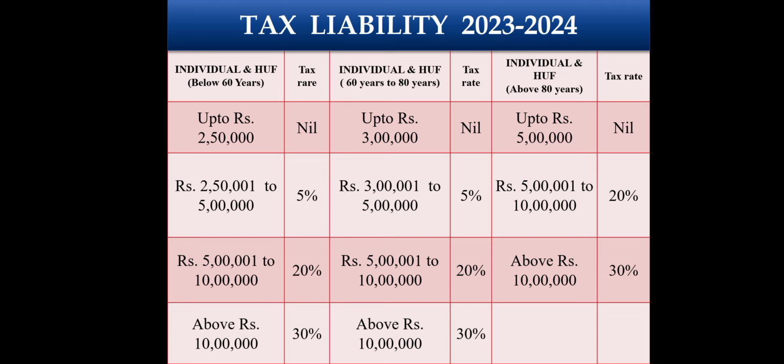Tax liabilities for the assessment year 2023-24. Generally, it is classified into three categories: individual and HUF below 60 years, individual and HUF 60 years to 80 years, and individual and HUF above 80 years. The tax rate for below 60 years is up to 2 lakh 50 thousand, it is nil. From 2 lakh 50,001 to 5 lakh it is 5%, 5 lakh 1 to 10 lakh it is 20%, and above 10 lakh it is 30%. Similarly, it differs for the categories of 60 to 80 and above 80.